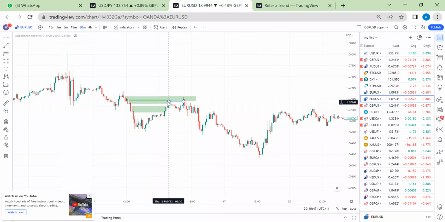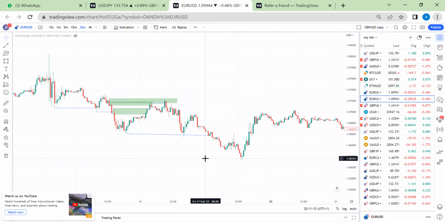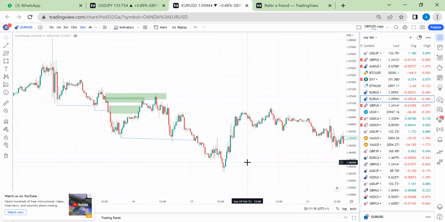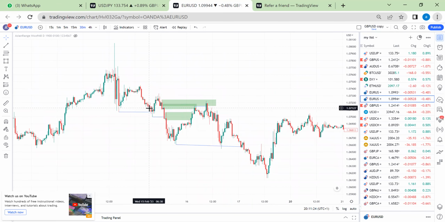So you have buy side liquidity, and you see that price came for it, cleared it off and tapped into this order block right here. Then they moved down. Can you see? Coming for another break of structure right here. So here we've now seen two types of liquidity that were taken.